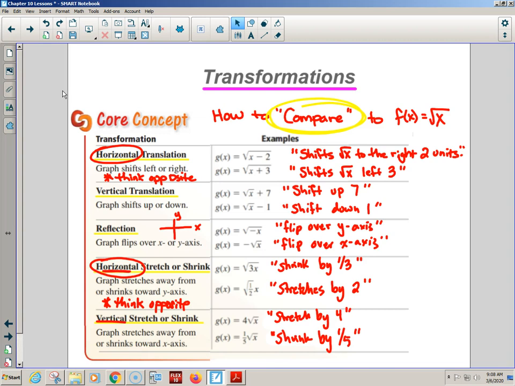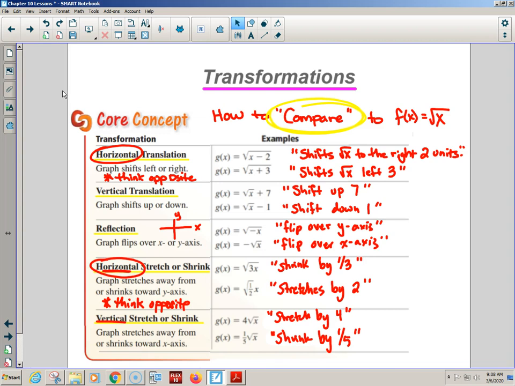Do you see any of these that show a negative in the very front of the square root? Which one? Not the vertical translation. A negative in the very front of the radical. Yeah, it's a reflection. And which type of reflection? Flip over the x-axis. So we're going to put that in our comparison blank in just a second. It's going to flip over the x-axis. There's a negative in front of the one you just wrote down, right?